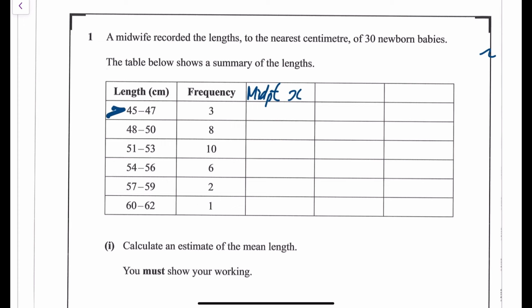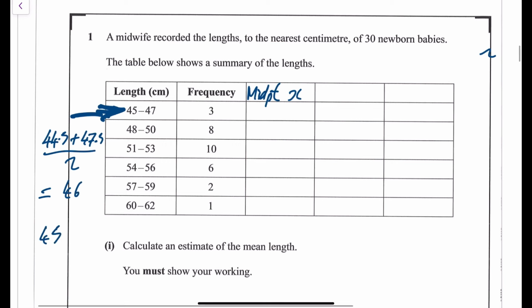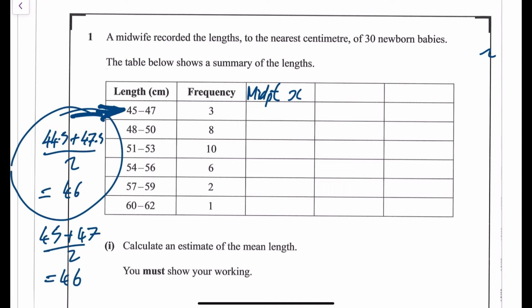For this one, just check the boundaries. It might work by just adding the endpoints and dividing by 2, but sometimes I would check what the actual boundary is. The lower boundary here would actually be 44.5, and the upper boundary would really be 47.5. When you do that and divide by 2, you get 46, exactly the same as 45 plus 47 divided by 2. Technically the boundaries are the way you need to do it, but it's easier to use the other one.